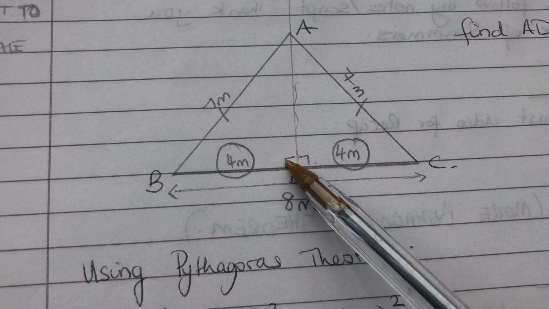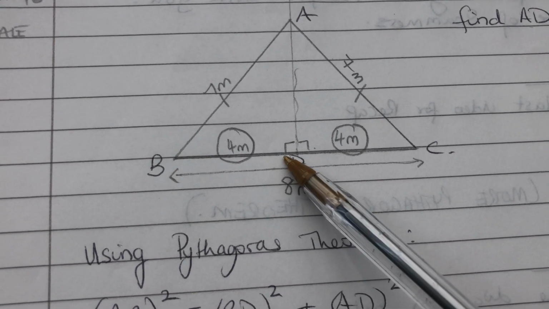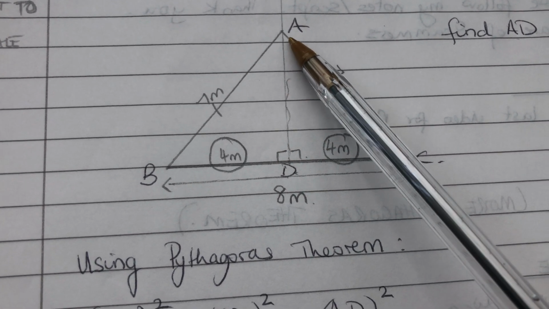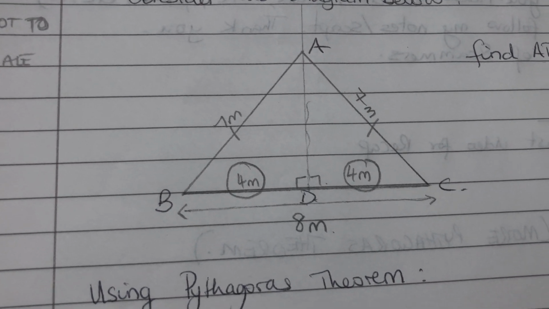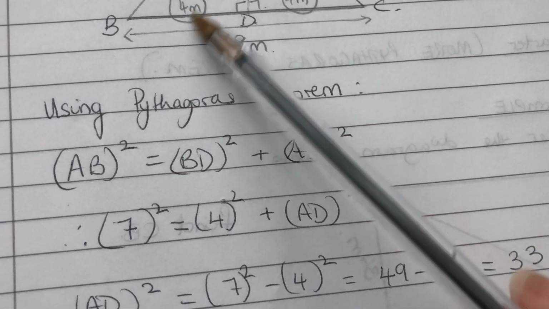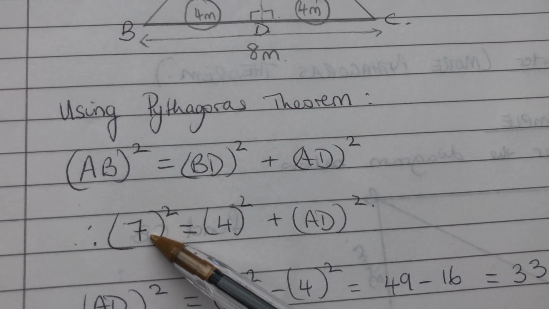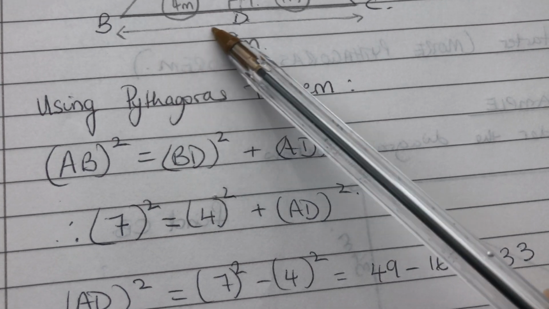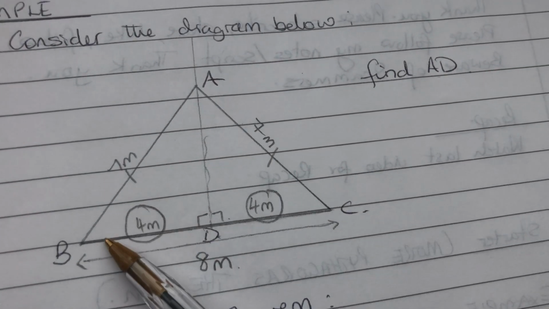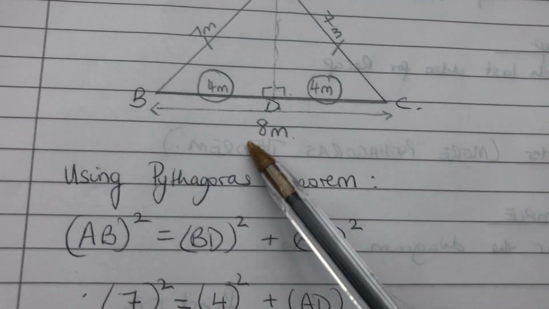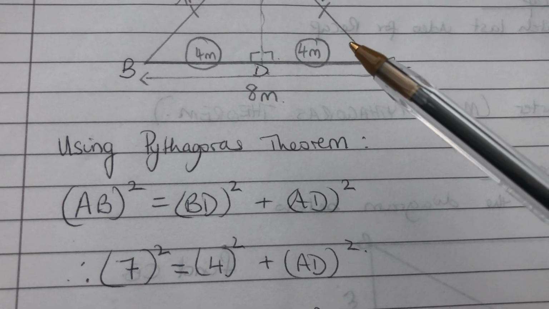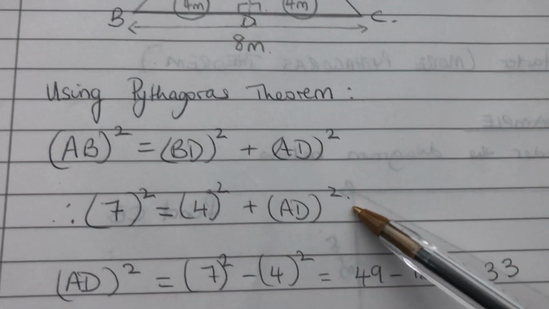Because of the right angle triangle here, BD all squared plus AD all squared will become AB all squared. That is what Pythagoras said. That is Pythagoras theorem. So now AB all squared is 7 meters all squared. BD is half of BC here, because this and this are equal length. So now BD all squared is 4. If you use 8, you get the answer wrong. Will be equal to AD all squared.